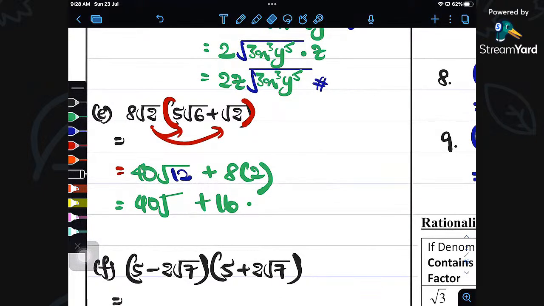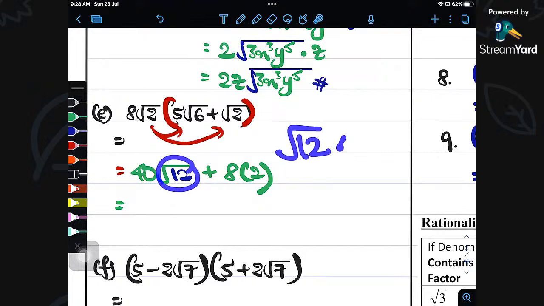Square root 12 ini boleh dipecah. Jadi, kita tak boleh lupakan. Kita tak boleh lagi rasa macam, oh, square root 12 is already final. No, it's not yet final.